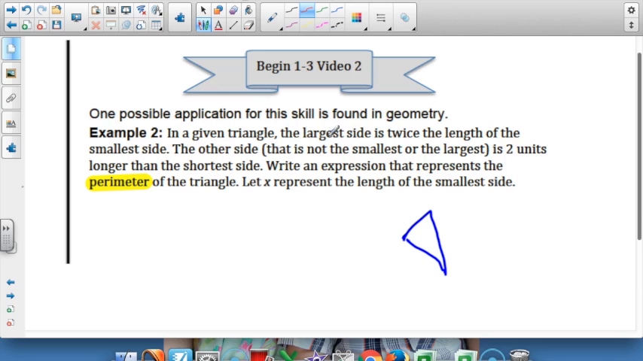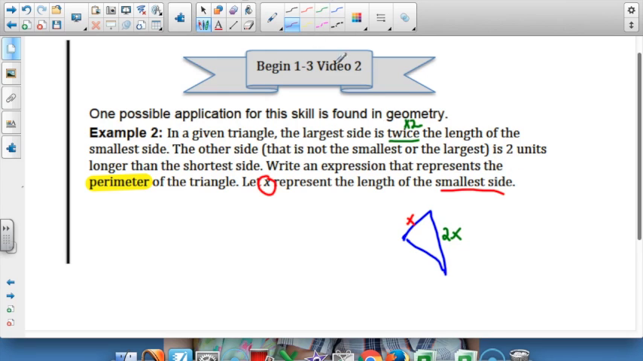So, in the triangle, the largest side is twice the length of the smallest side. Well, this says that I'm going to have x represent the smallest side. So let's go ahead and say x is the smallest side. Then it says the largest side is twice the length of the smallest. The word twice we talked about in the previous lesson. That means times 2. So the longest side is going to be 2 times the length of that. Well, I don't know the length of that, but I know it's x. So 2 times x.